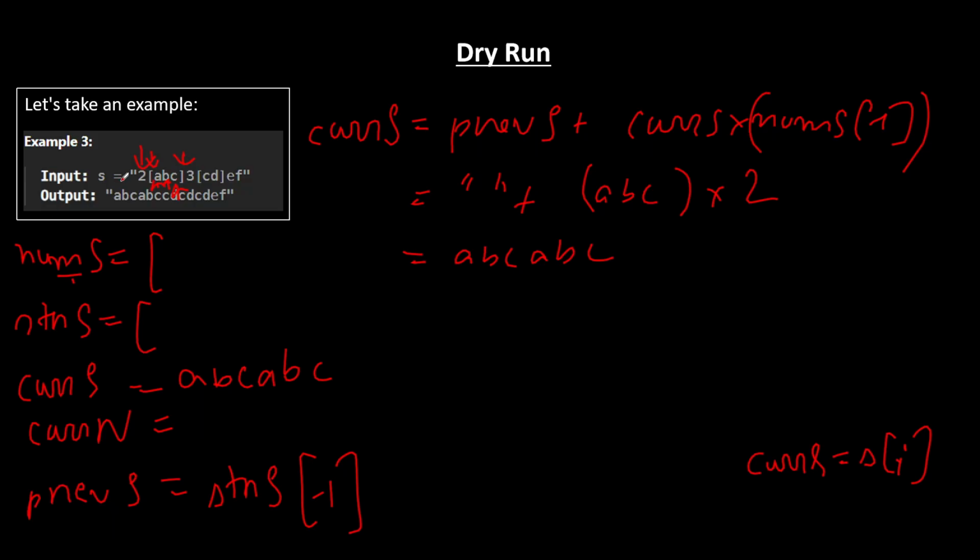We moved ahead. We got 3. So again we got 3, so we will store it in current num. Again, we got a starting bracket. As soon as we got the starting bracket, what we do, we put this current num 3 here. Okay, this current string in our string stack now. Now the current string has some value right now, and we reset these values.